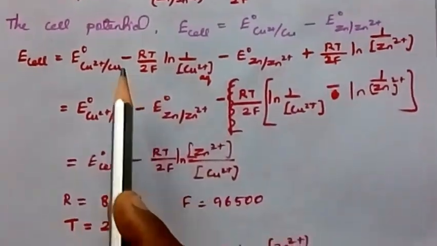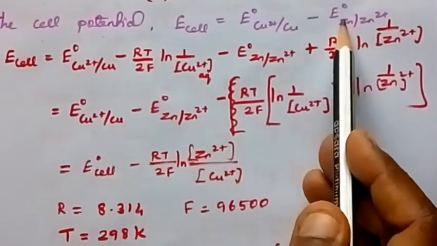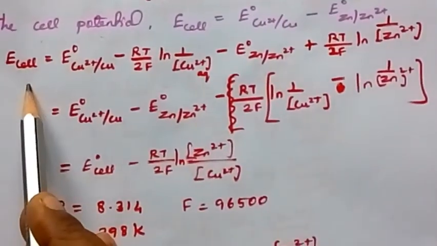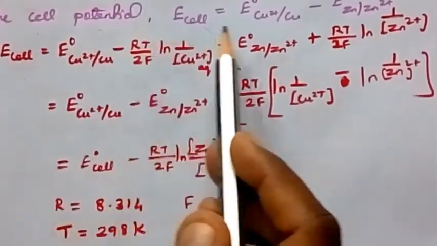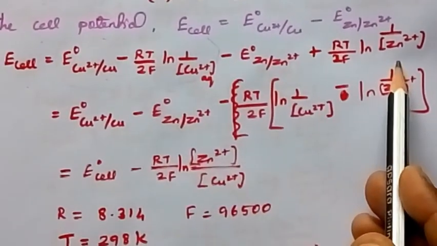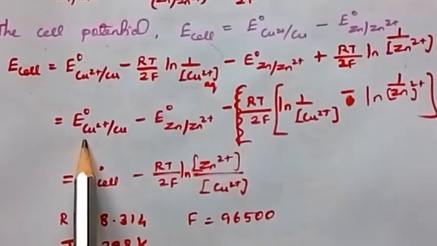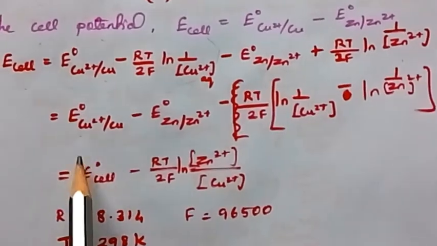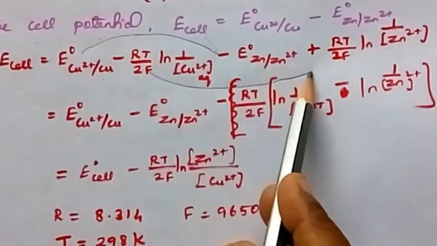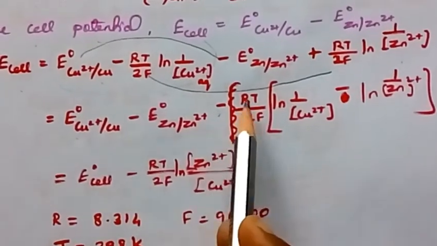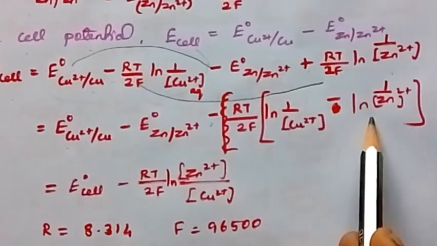Now, what is the cell potential? That is, the EMF of the cell is equal to E naught of the reduction minus E naught of the oxidation. So we can write like this. For that purpose, E naught comes one side and RT goes this side. So this becomes minus RT ln, and here plus, so minus.